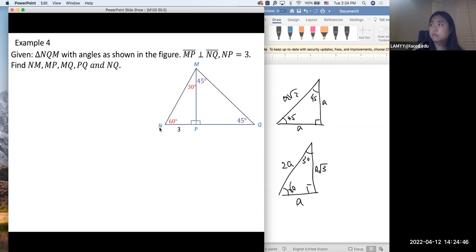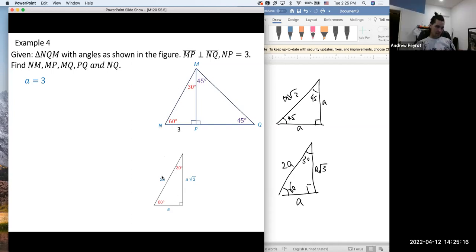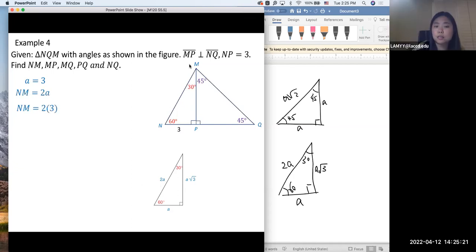Okay. So first, figure out this triangle. You know 60 degree, that would be 3. So A equal to 3. Okay, just compare with this triangle. So you find A equal to 3 here. Got that? Okay, what is your NM equal to? 6. 6, right? A equal to 3, you plug in here, 3 times 2, you're gonna get 6.